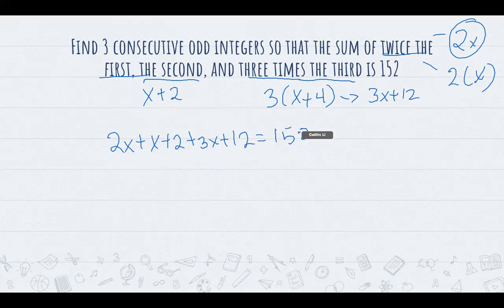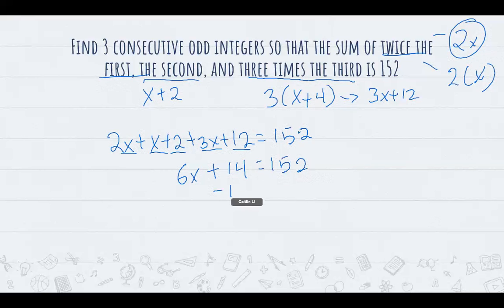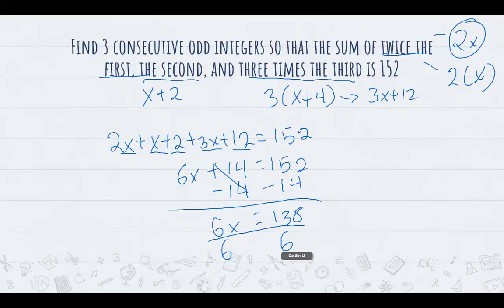And now we combine like terms. All of our x's combined will give us 6x, and all of our numbers combined will give us 14, equal to 152. Subtract 14 on both sides to get 6x alone, which will give us 6x equals 138. And then to get x alone, we divide by 6 on both sides. So x will equal 23.